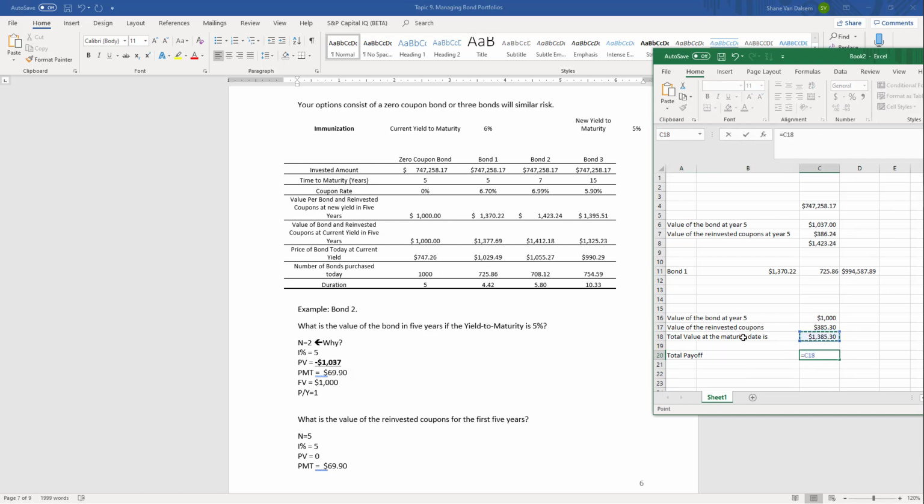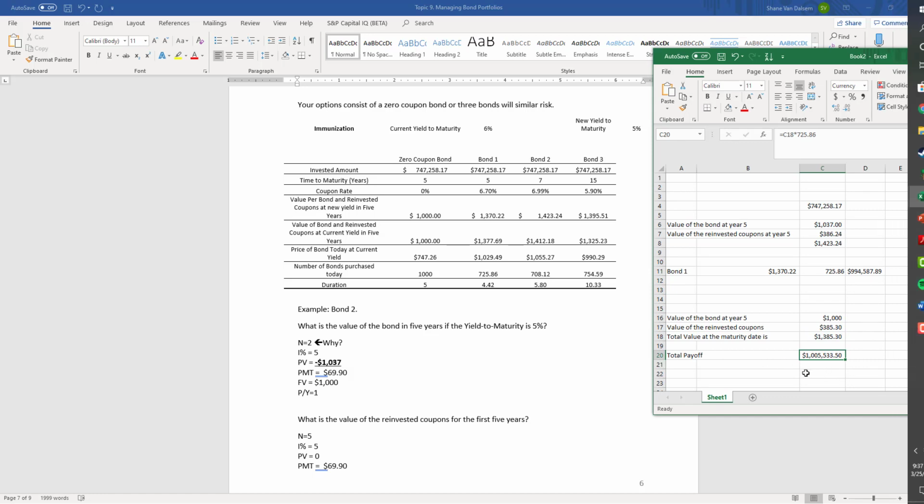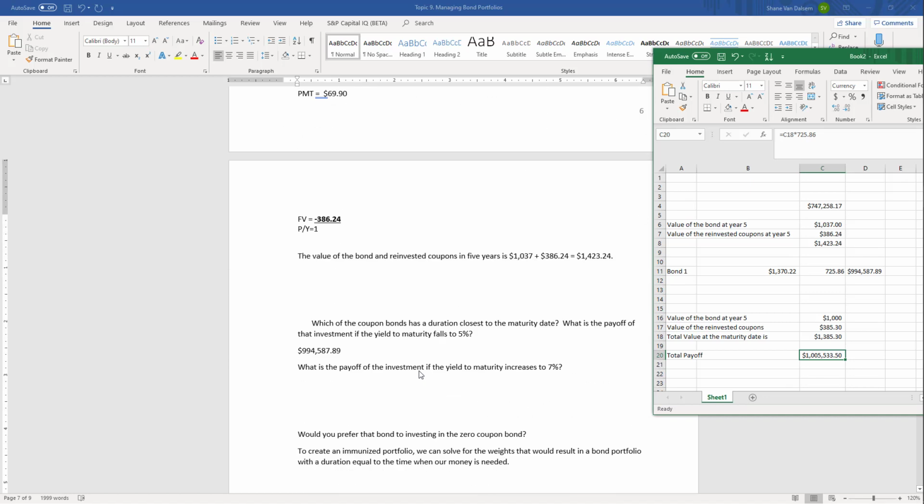Our total payoff is going to be equal to that number multiplied by the number of bonds that we purchased. We purchased 725.86 of the bonds to get a total payoff of $1,005,533.50.